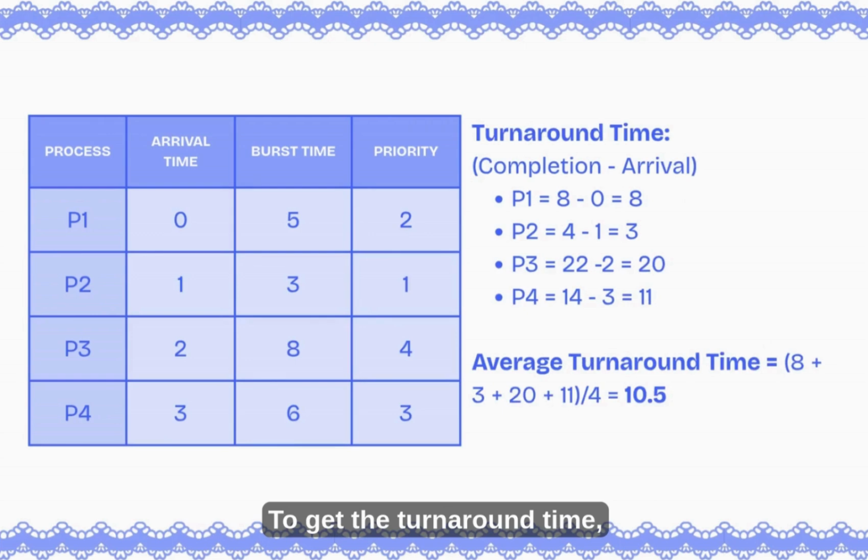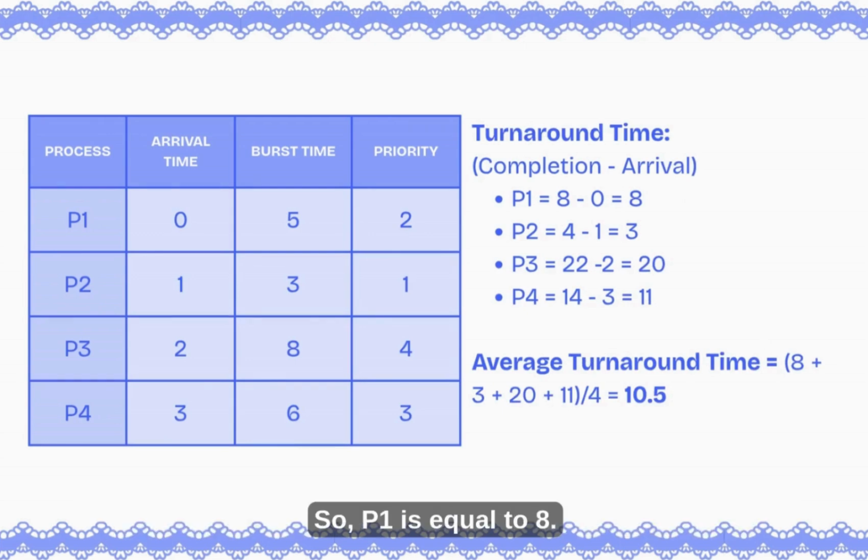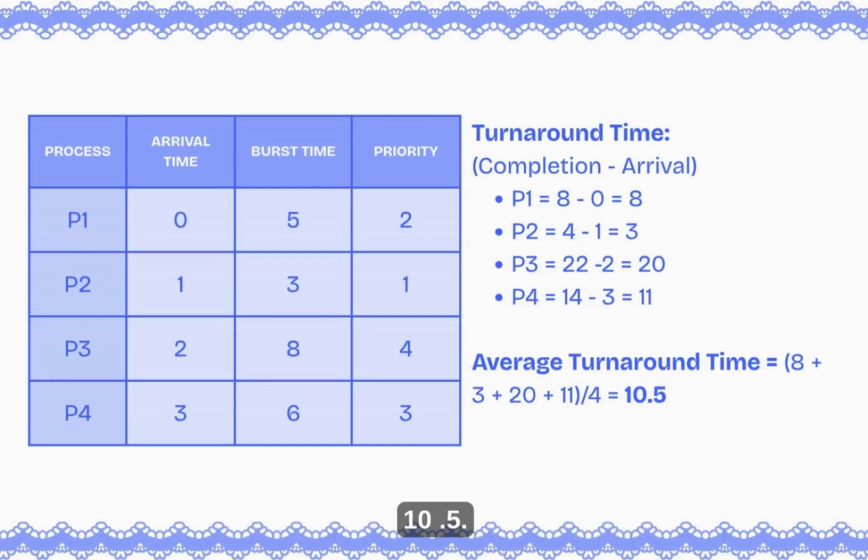To get the turnaround time, we will subtract the arrival time from the completion time. So P1 is equal to 8, P2 is equal to 3, and P3 is equal to 20, then P4 is equal to 11. To get the average turnaround time, we will add 8 plus 3 plus 20 plus 11 and divide the total by 4. So our average turnaround time would be 10.5.